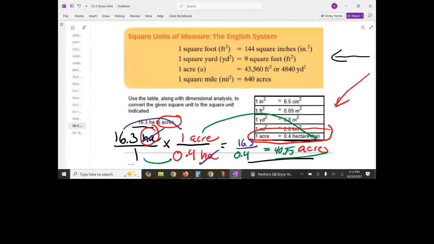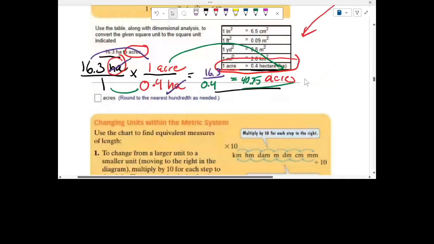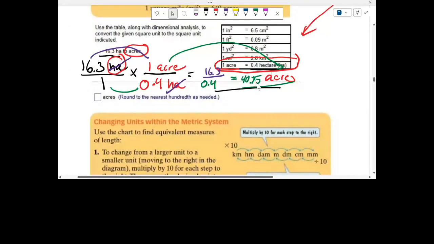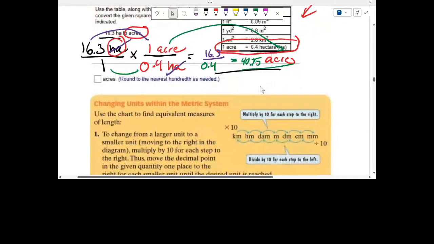Okay, so when we're doing in the American system, y'all, or in the English system, we're going to be using whatever information they give us here, okay? So now, let's see if we can figure out, oh, and look, they asked me to round to the nearest hundredth. So y'all, hundredth means 2 decimal places. That's exactly what we got, right? So we're going to leave it alone.